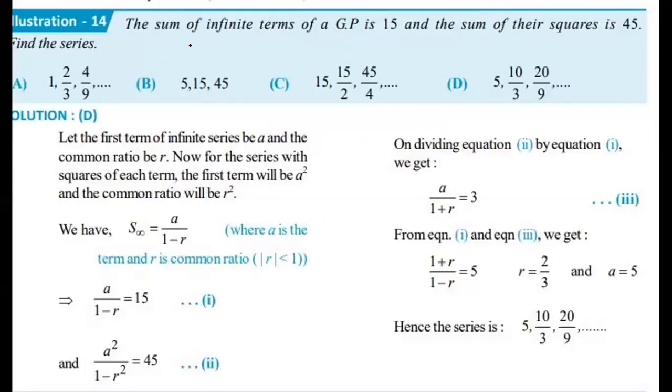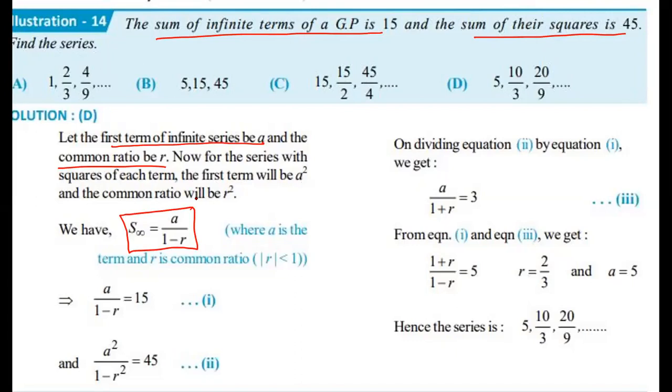Now see. The sum of infinite terms of a GP is 15. First, we see the question, don't see the solution. The sum of their squares is 45. So first of all, let the first term of the infinite series be A, dear students, and the common ratio be R. Now the sum of the infinite series, what is the formula? S infinity is equal to A by 1 minus R, where A is the first term and R is the common ratio. So A by 1 minus R, where R must be less than 1. That is the formula.